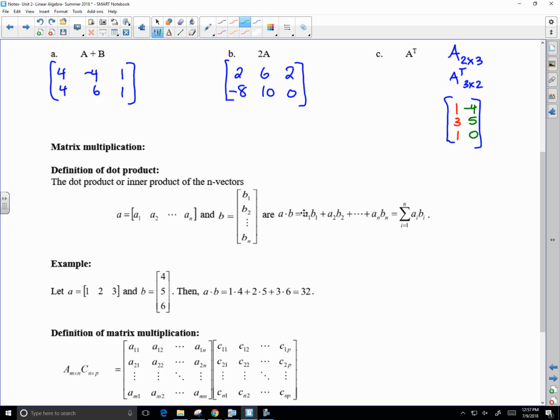We talked about the dot product already, so just a little recap of that.